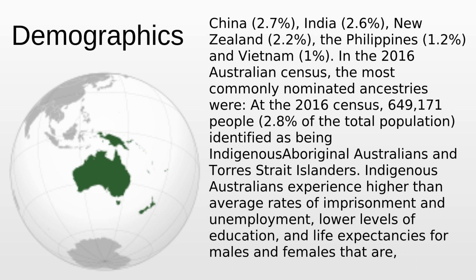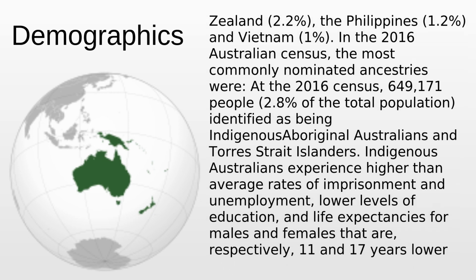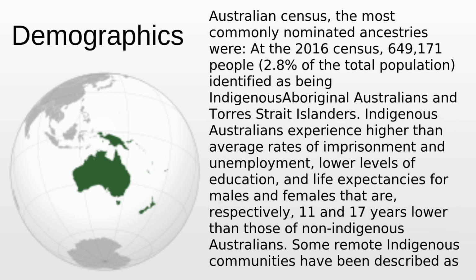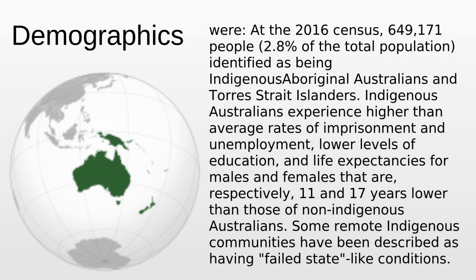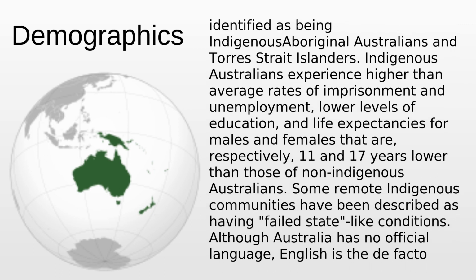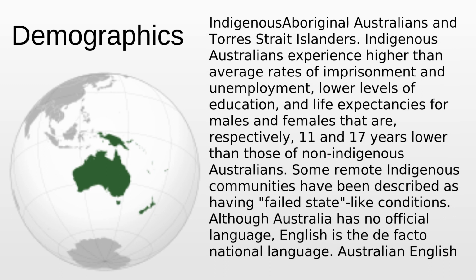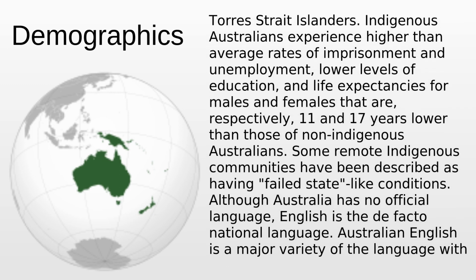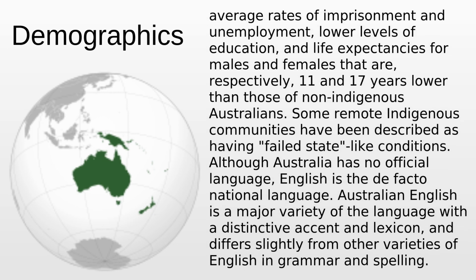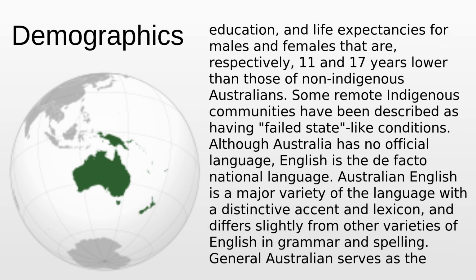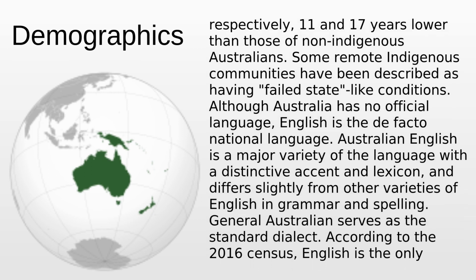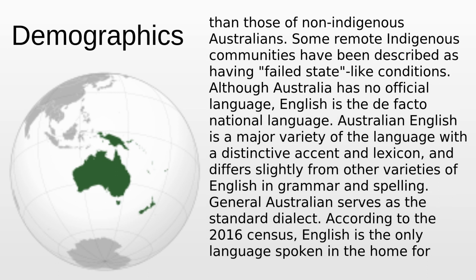In the 2016 Australian census, 649,171 people, 2.8% of the total population, identified as being Indigenous Aboriginal Australians and Torres Strait Islanders. Indigenous Australians experience higher than average rates of imprisonment and unemployment, low levels of education, and life expectancies for males and females that are, respectively, 11 and 17 years lower than those of non-Indigenous Australians. Some remote Indigenous communities have been described as having failed state-like conditions.